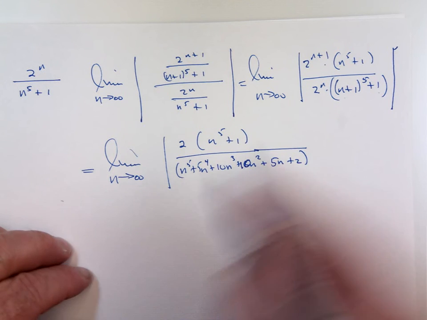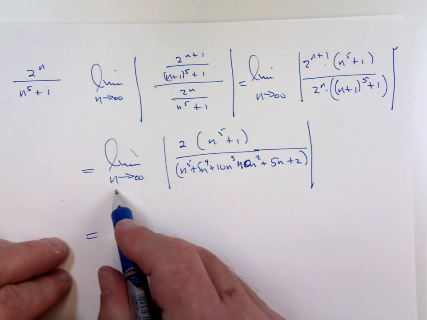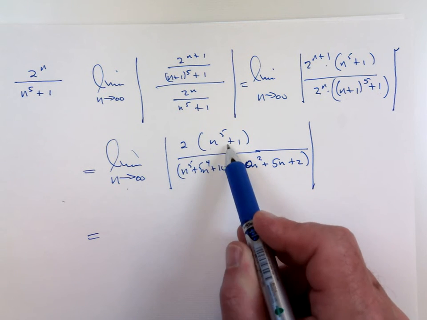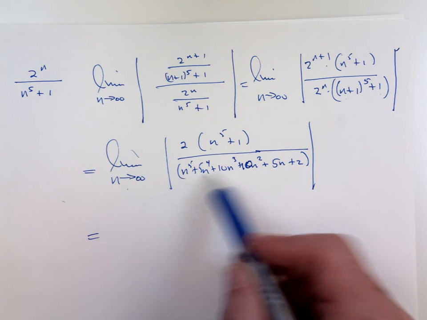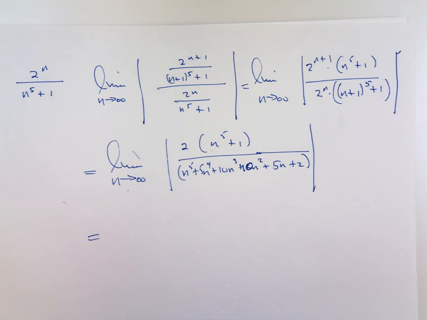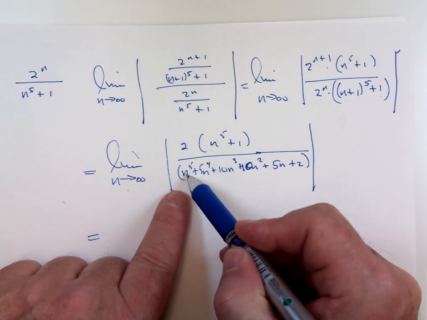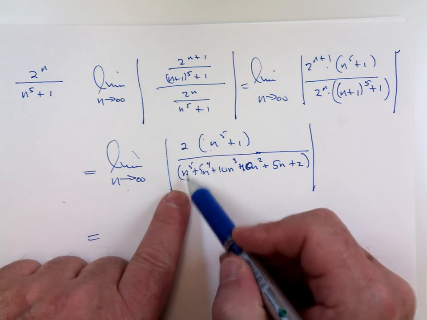Forget the 2. What's the limit of n to the 5th plus 1 over n to the 5th plus all this other stuff? What's that limit equal to? Is it n to the n factorial? No. It's 1. Same degree, ratio of leading coefficients is 1. Use L'Hopital's if you want. L'Hopital's will give you the same answer of 1.